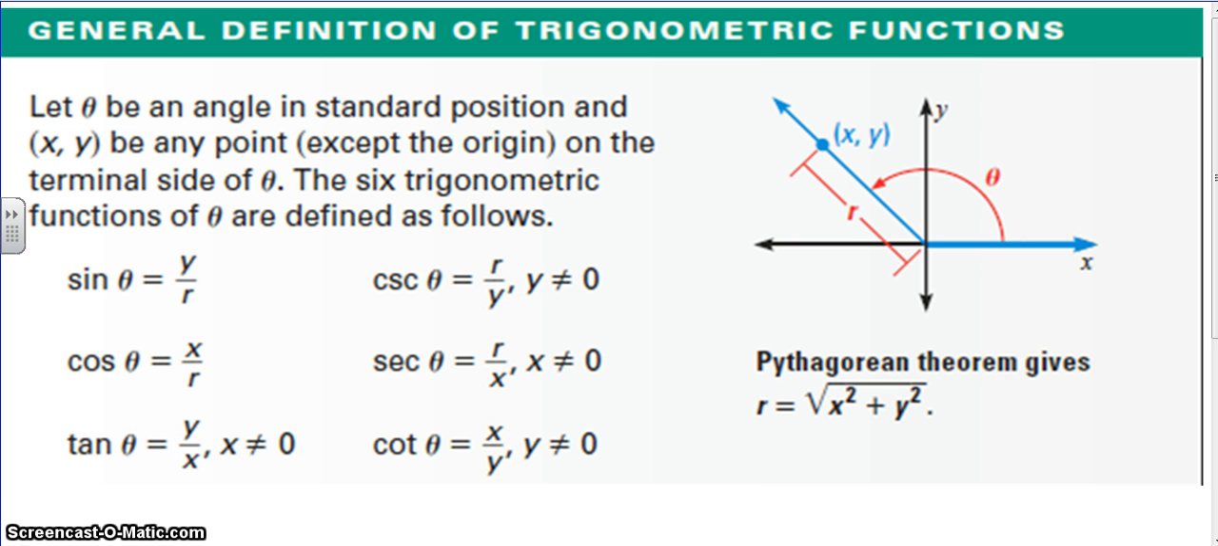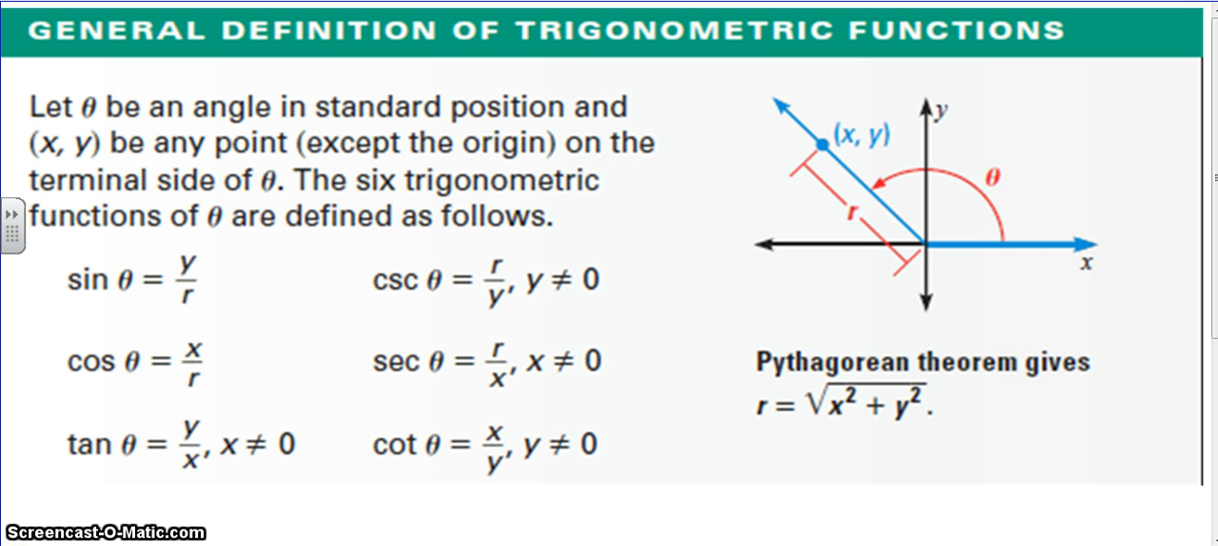And then the cosecant of theta is r over y. That would be the reciprocal of sine. The secant of theta is r over x. Secant is the reciprocal of cosine. And cotangent of theta is x over y. And cotangent of theta is the reciprocal of the tangent of theta.